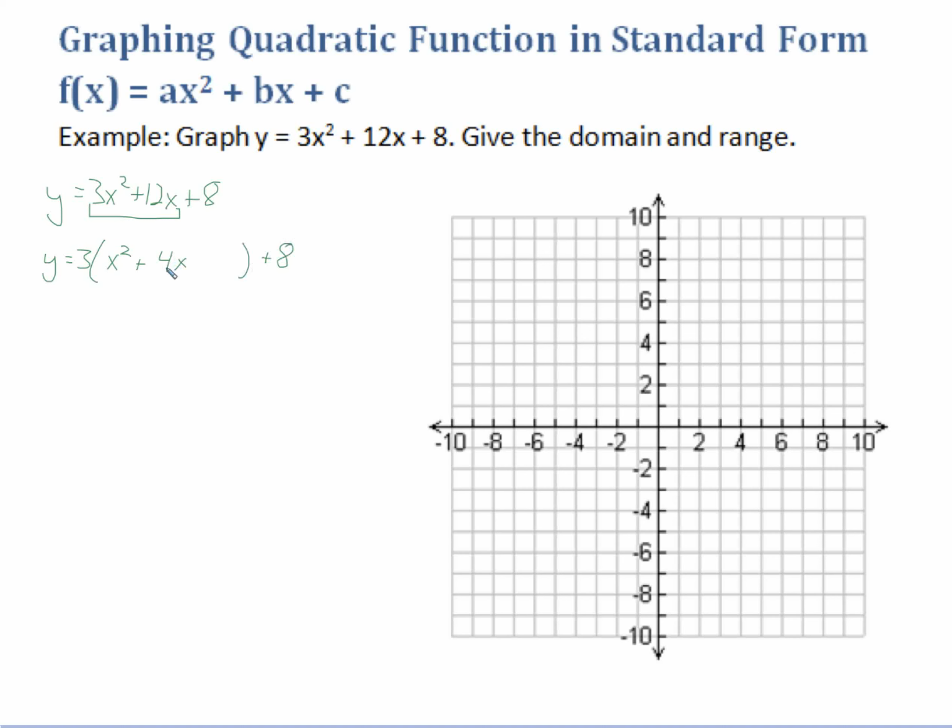Take half of 4. Half of 4 is 2, and add that squared. So we just added 4, but it's also multiplied by 3 out here. So actually we just added 4 times 3. We added 12, so we also have to subtract 12.